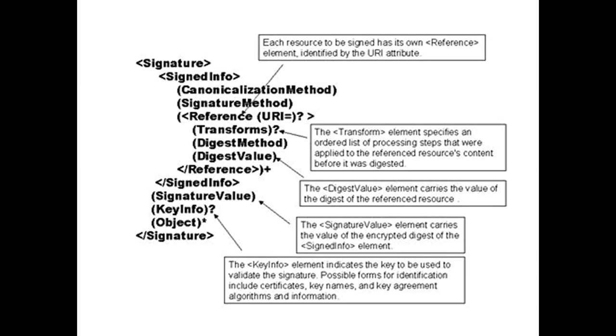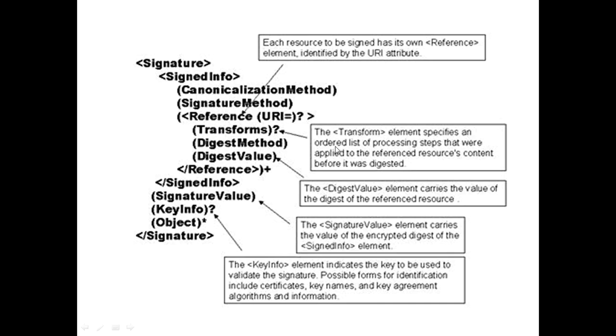Now, if you see, this is exactly the signature element. Then it has a sub-element, signed info. Signed info is going to have three elements again: canonicalization method, signature method, and reference, which is represented by using a URI. That is, if you see here, each resource to be signed has its own reference element identified by the URI attribute. Next we have the transform.